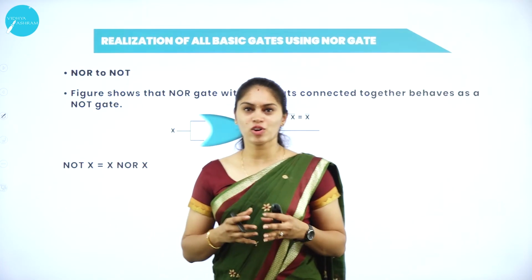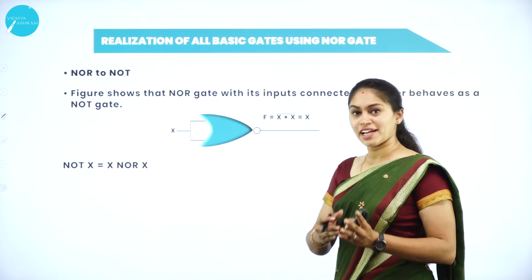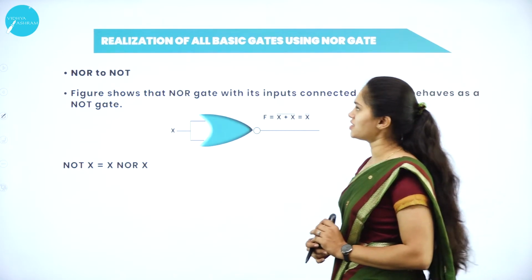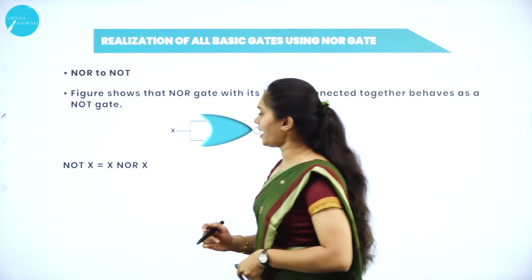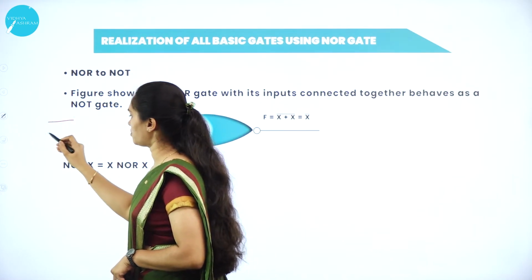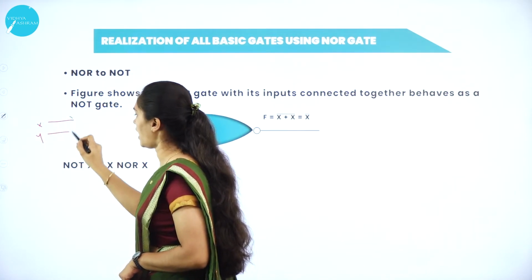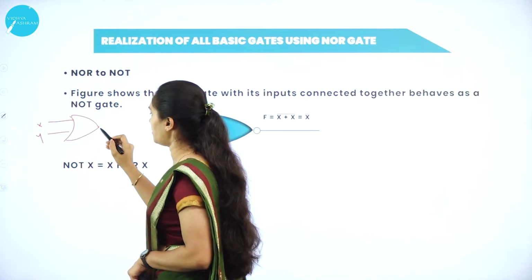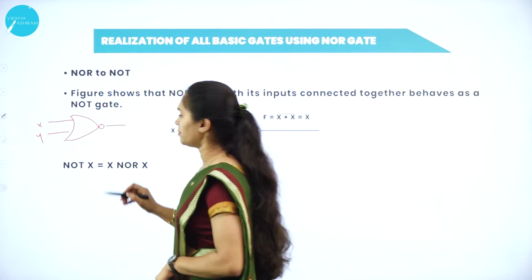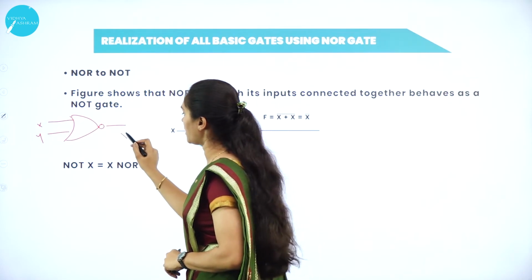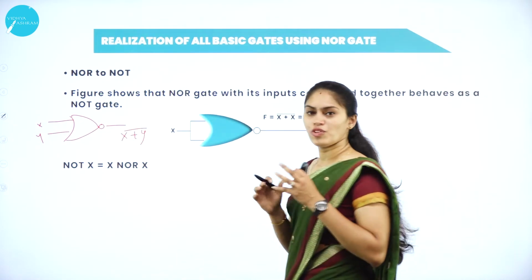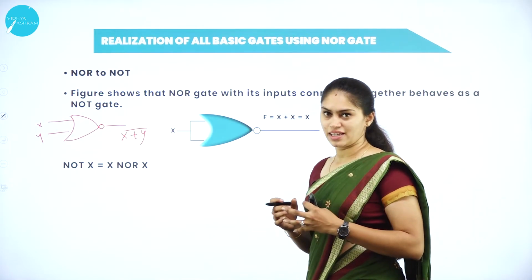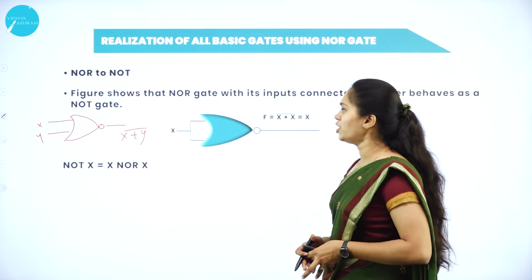Now we'll see how we are going to realize the NOR gate to all other basic gates. So we know that when it comes to the NOR gate, what is the NOR gate? It is going to take 2 inputs x and y and that will be complemented, right? So OR will be complemented so that it becomes x plus y whole bar. From this one, we are going to get all the basic gates. So we'll see how we are going to do that.